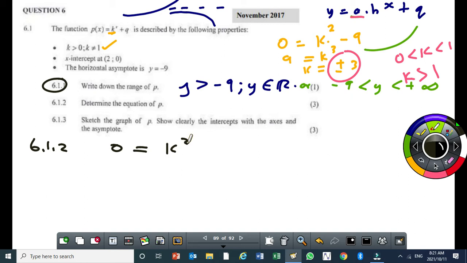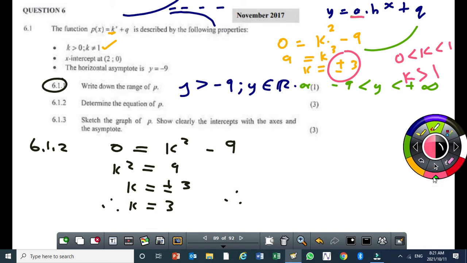Okay, 0 equal to k squared, right? Then you put y equal to minus 9. Then you solve here, which is what I've done already. So k is going to be plus or minus 3. Therefore, k is positive 3, because k has to be positive. Therefore, the equation for p will be p of x equal to 3 to the power of x minus 9. So that will be the equation for p of x.